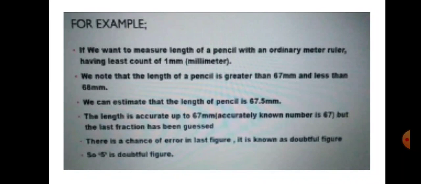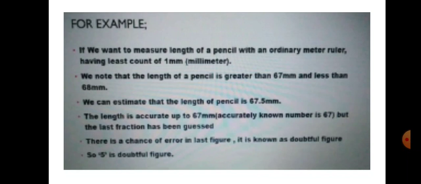For example, if we want to measure the length of a pencil with an ordinary meter ruler having a least count of 1 millimeter, we note that the length of the pencil is greater than 67 millimeter and less than 68 millimeter. We can estimate that the length of the pencil is 67.5 millimeter.